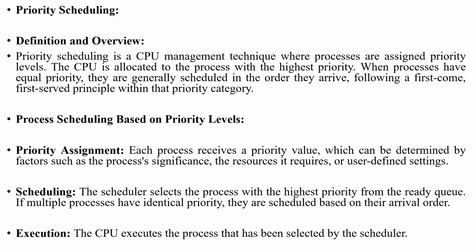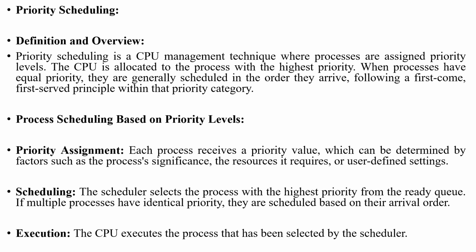So the priority scheduling. Priority scheduling is a CPU management technique where processes are assigned a priority level. The CPU is allocated to the process with the highest priority. When processes have equal priority, they are generally scheduled in the order they arrive, following a first come, first served principle within the priority category. Process scheduling based on the priority level.